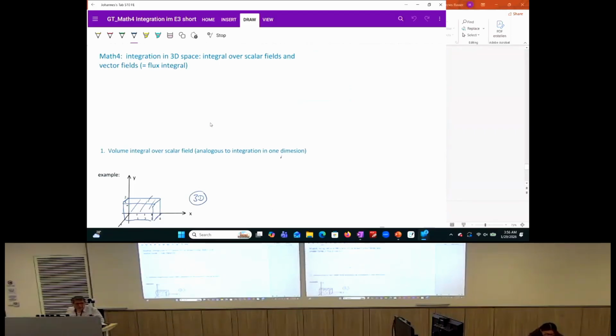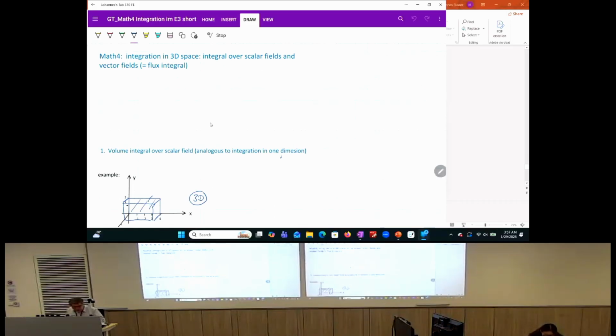And I want to first look at integration in space, also in the three-dimensional space, integration over scalar fields and over vector fields. And there, let's start with the more basic example where we have an integration here in one dimension first, and then we do the volume and then the surface integrations.